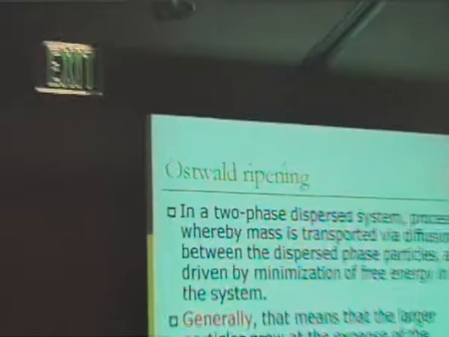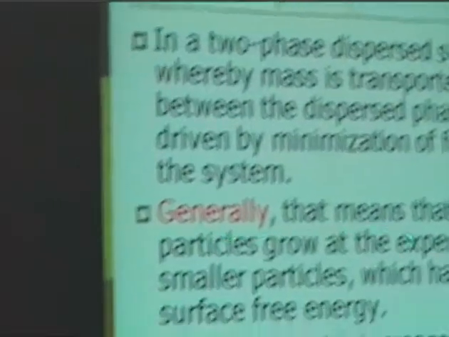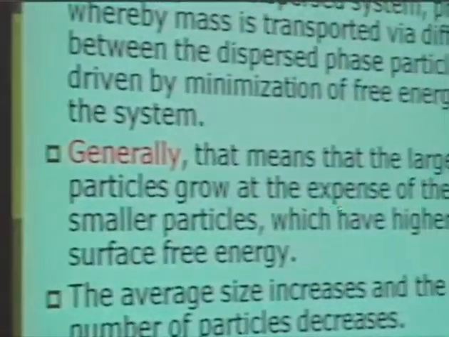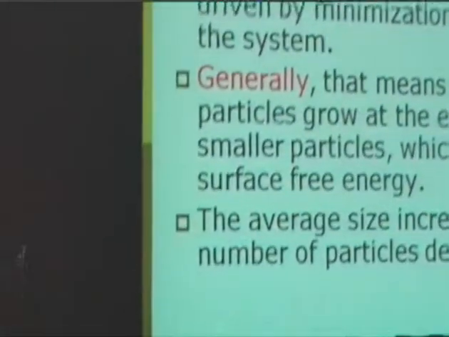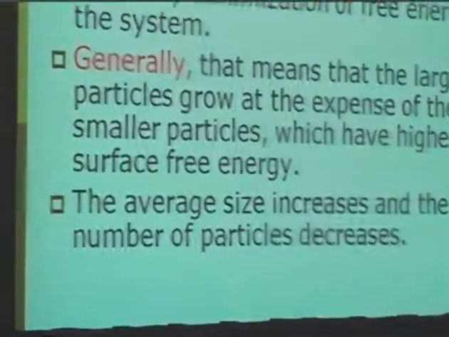So this just says the same thing. In general, it means that the larger particles grow at the expense of the small particles, but that is not exactly true. That's something that you may have different regimes depending on the characteristics of the system. And in general, the average size increases and the number of particles decreases, but also you can reverse the process, and it's also an Ostwald ripening process.